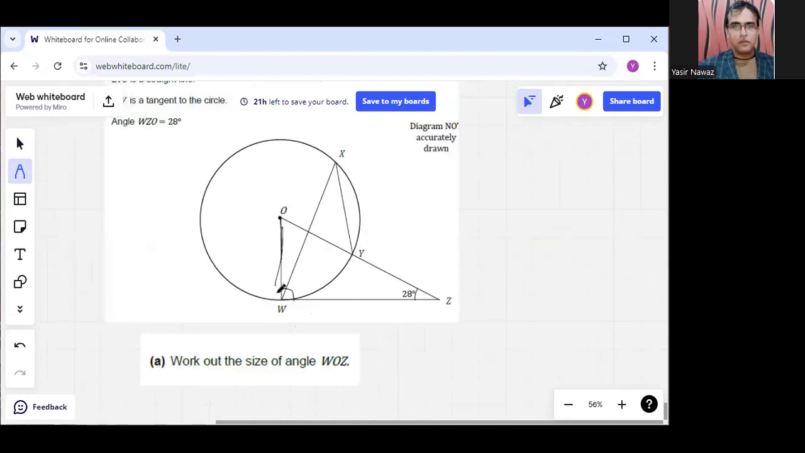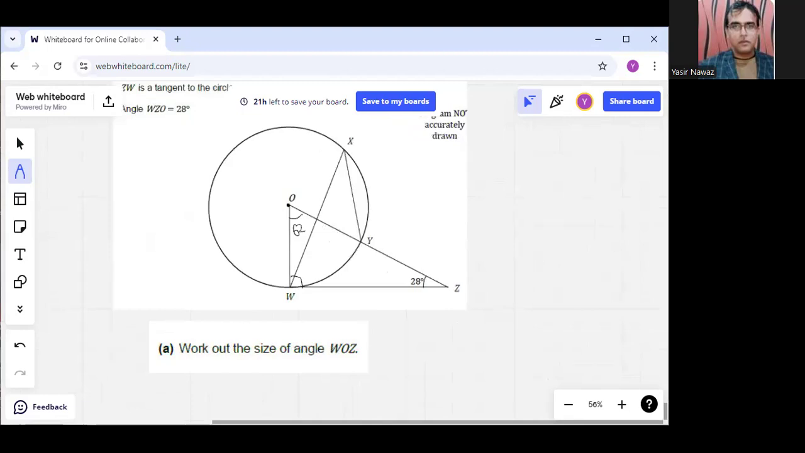Now in this triangle, one angle is 90, the other is 28. The third angle, because the sum of the angles in a triangle is 180, you add these two angles, 90 and 28, and subtract from 180. So that angle would be 62. That's done, one part is done.